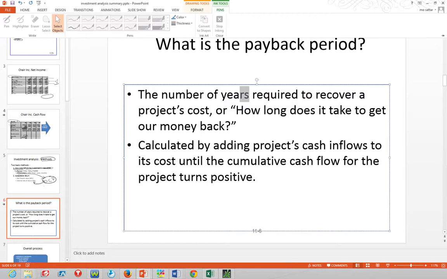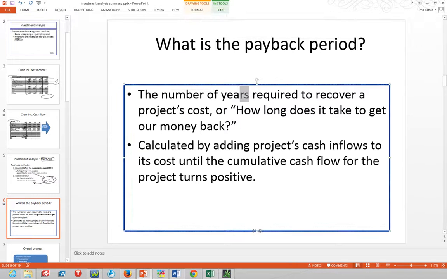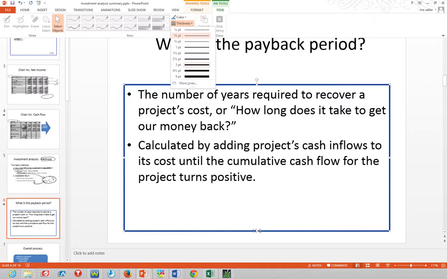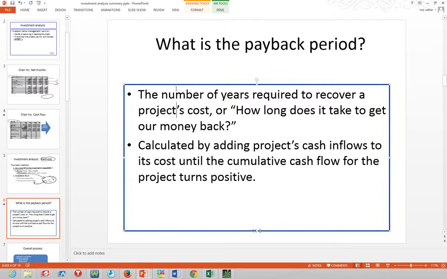Payback, as I mentioned, is going to be time. So we have time here, and the question really is how long does it take for us to get the money back? And so that's one of the methodologies. And how will one do it? So let's talk about it.